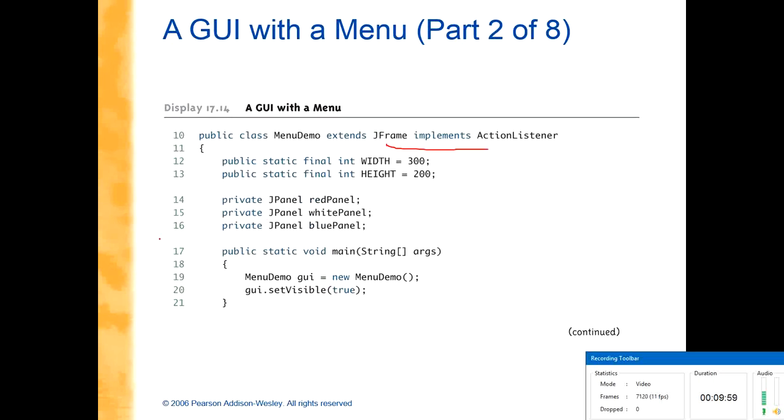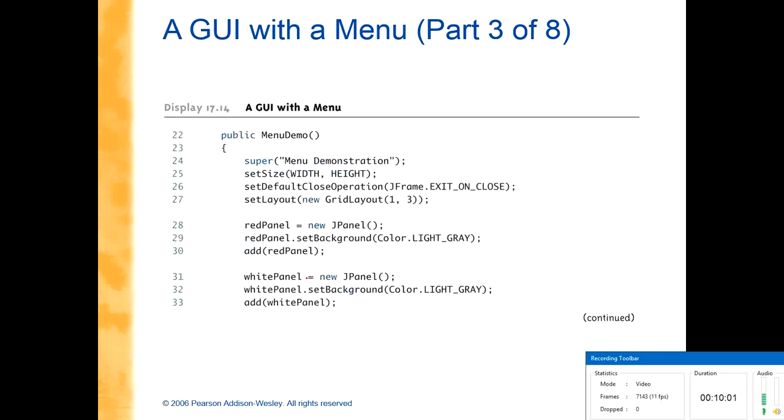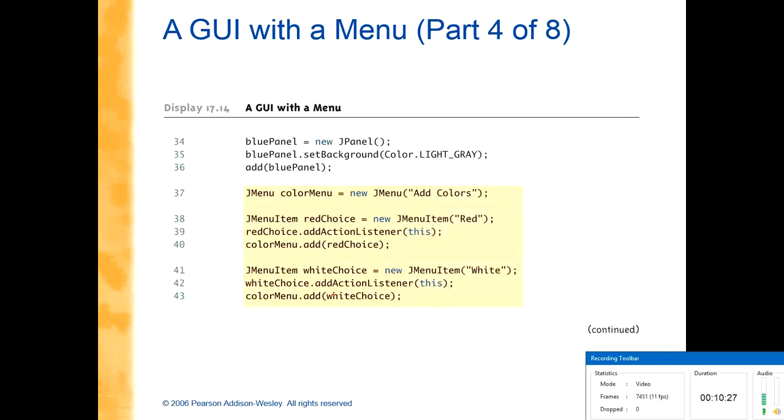Okay, so we declare the panels, and this is the main method. Now let's come to the constructor. So we set the properties of the frame, we make a red panel, and as usual the background is set to the gray color, and the layout of the frame is set as the grid layout, and the number of rows is 1, number of columns is 3. Similarly, we make a white panel and we make a blue panel.